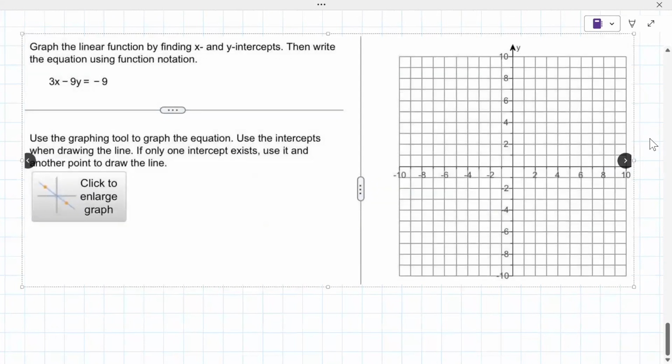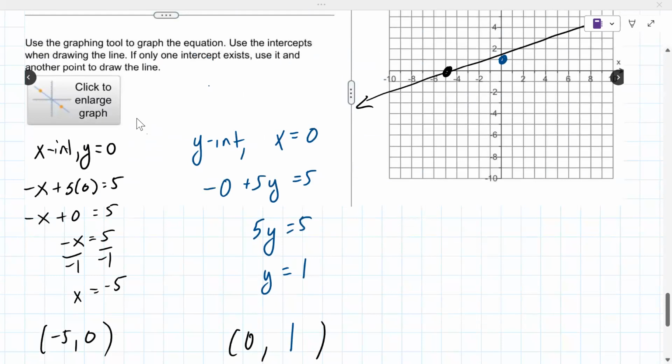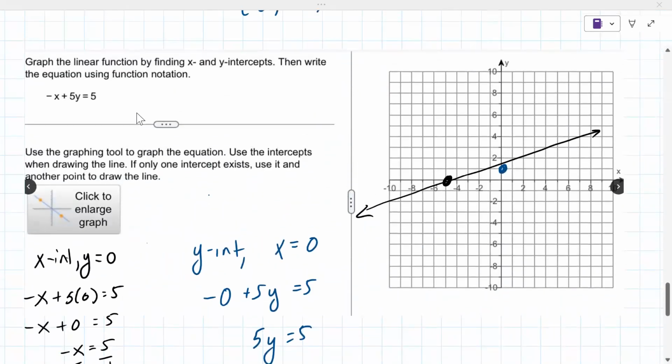Go ahead and graph this. If you have questions... Actually, for the last one, I didn't see until it has a second part that says type the equation using function notation. What is that? I don't know what that is. Yeah, so it's asking you to solve for y.